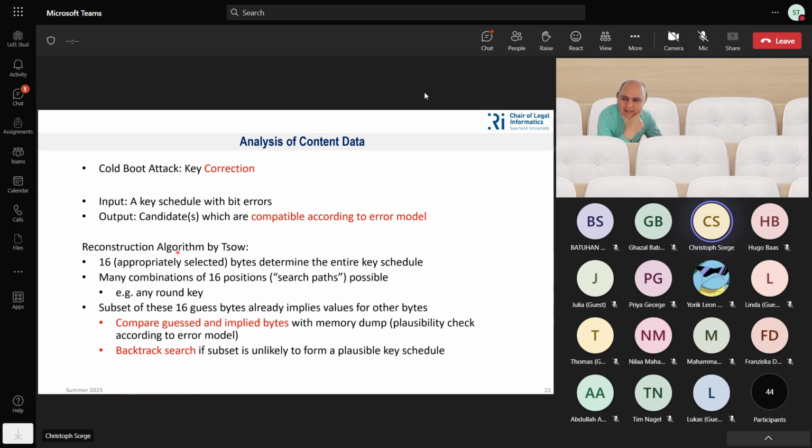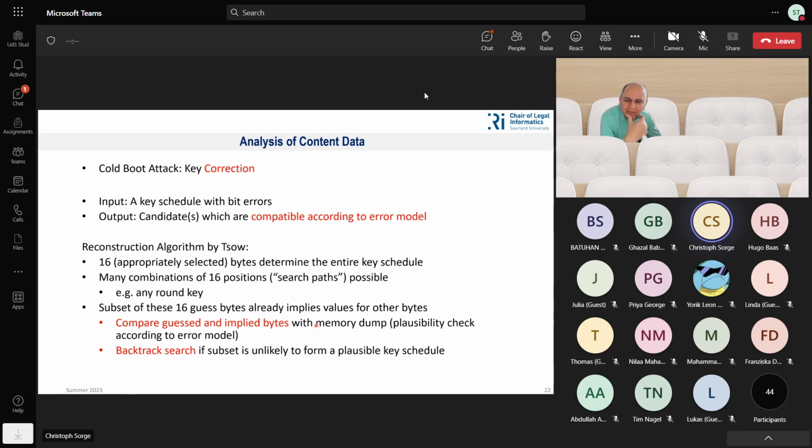So there is an algorithm by itself which basically assumes that 16 bytes determine the entire key schedule. And it's not just that you could use the first 16 bytes, the master key, but there are many other positions, so search paths where you could start looking or assuming that these 16 bytes are correct and determine the other values from that. So choosing some of these 16 bytes already implies the values for other bytes.